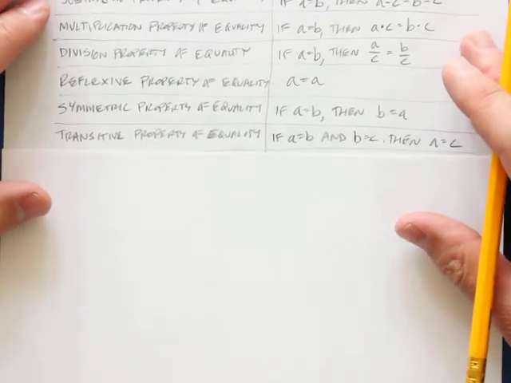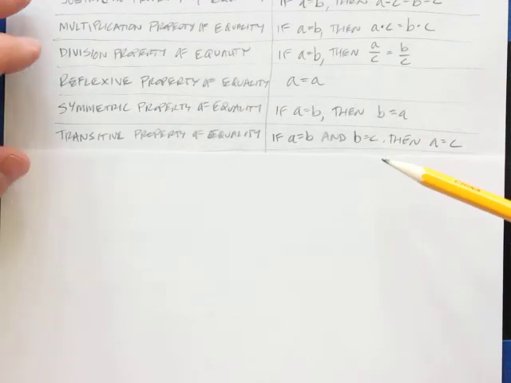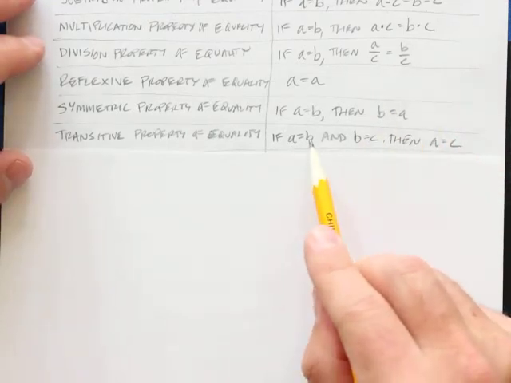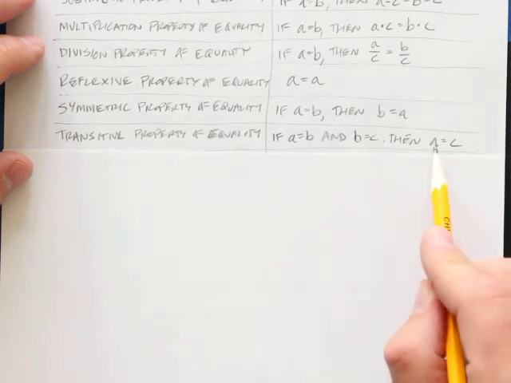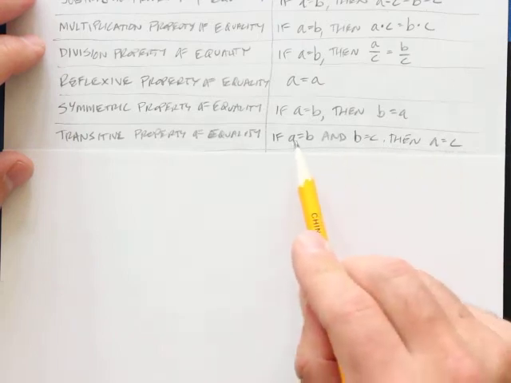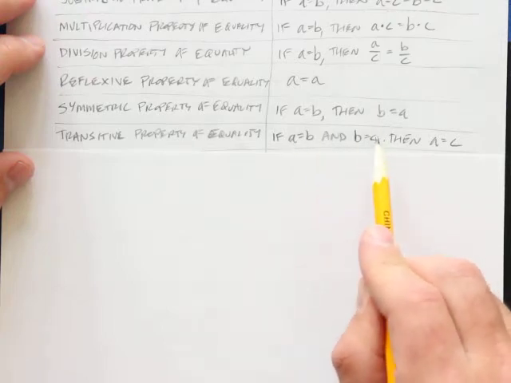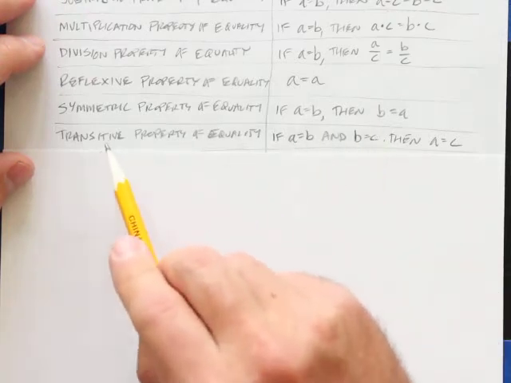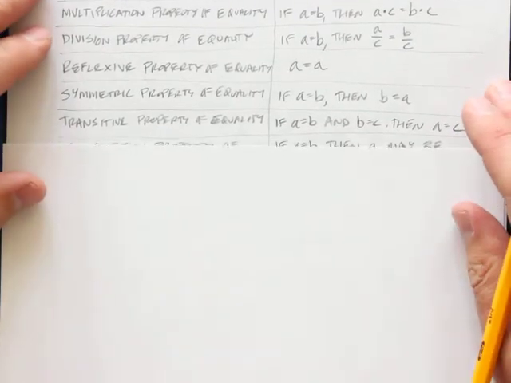Transitive property of equality. This one is very much like the law of syllogism that we just learned about in 2-5. If A equals B and B equals C, then A equals C. This is the transitive property of equality, and you will see that again and again.